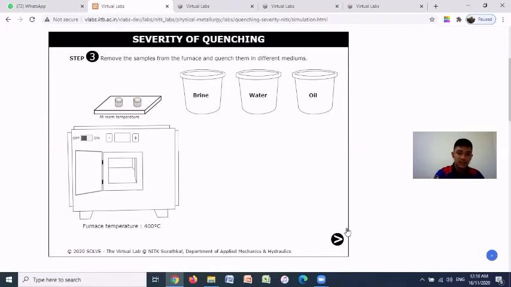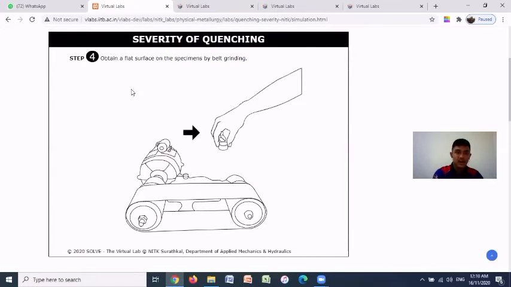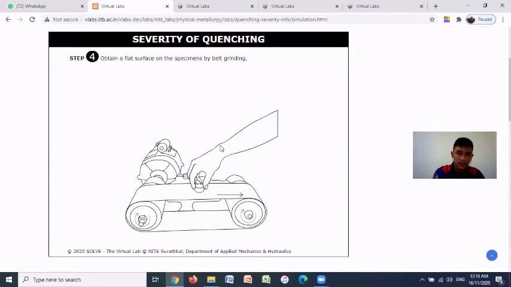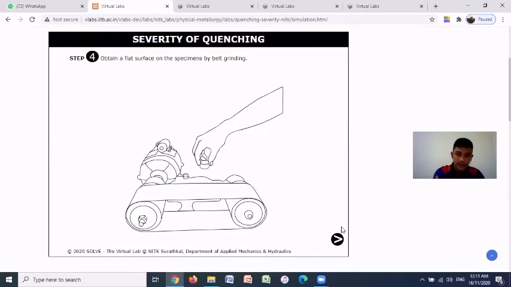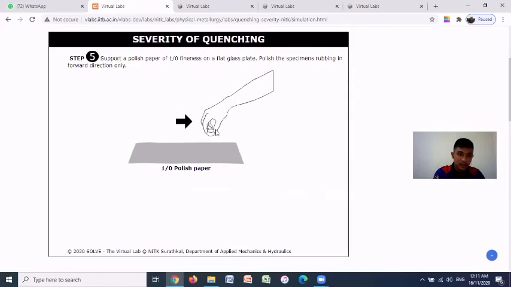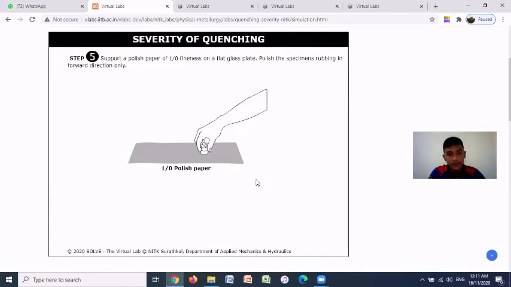Okay, so next. Obtain a flat surface on the specimen by belt grinding. Ni kita put forward. Alright. Siap. Next. Kita polish benda ni. Okay, kita polish dulu.